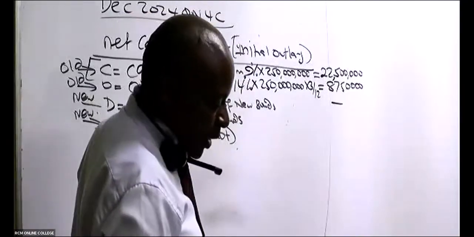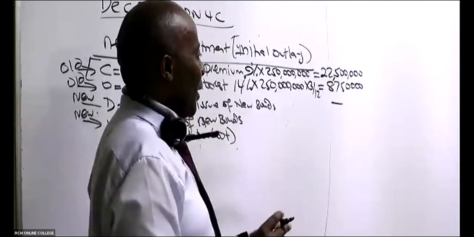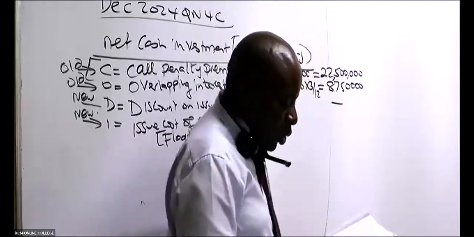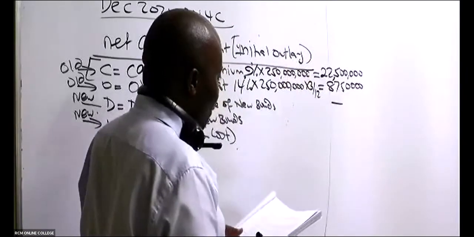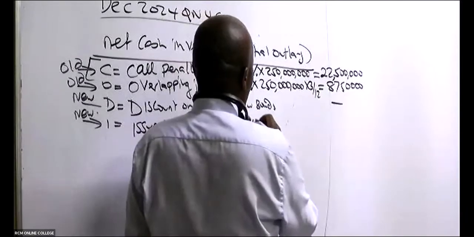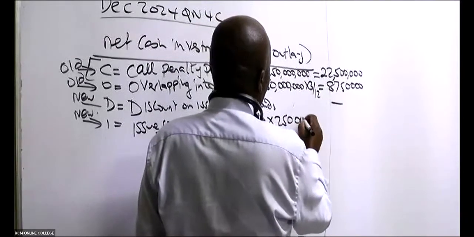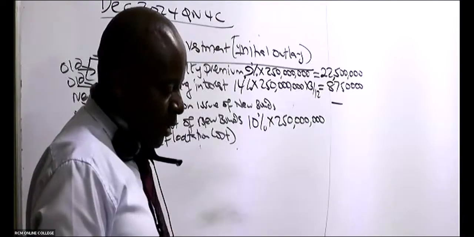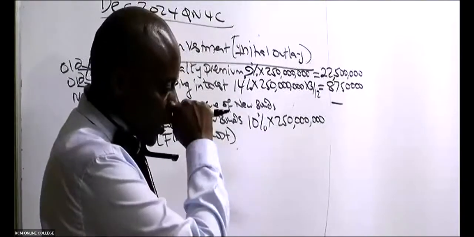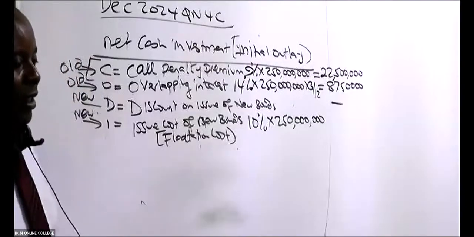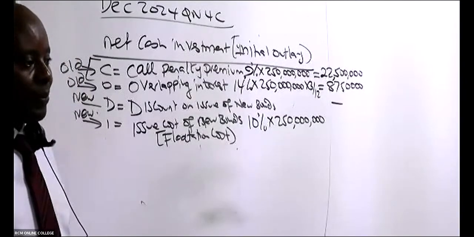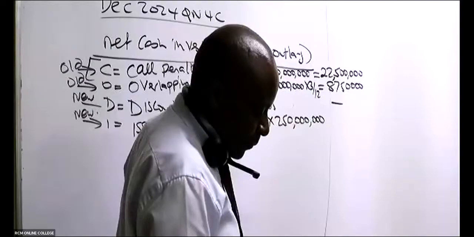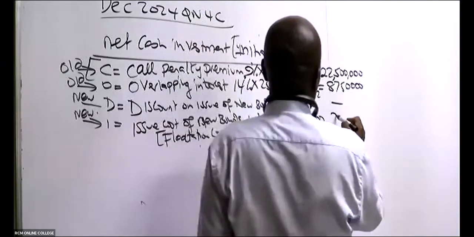But we happen to be having issue cost of the new bond. Is there anybody who is able to see the issue cost of the new bond? The issue cost of the new bond, we are told, ladies and gentlemen, is 10% of the gross proceeds. So we have 10% of the gross proceeds, which are 250 million. So this gives us what here, somebody? 25 million, right? 25 million.